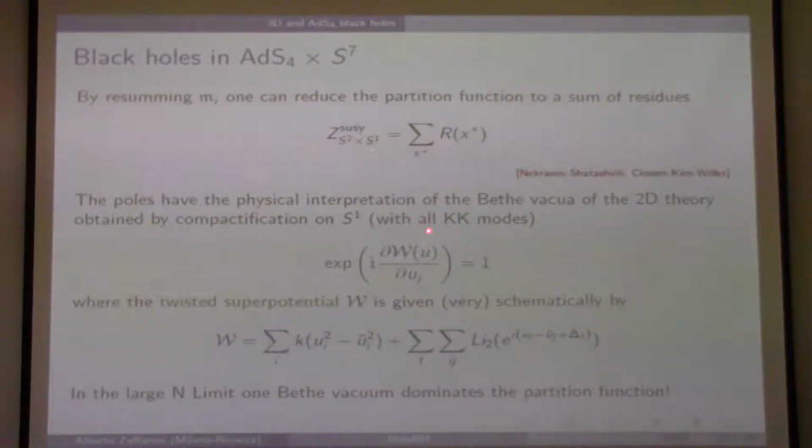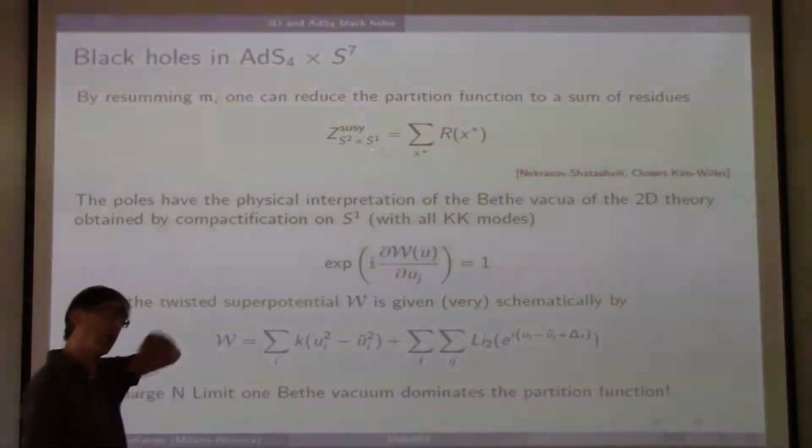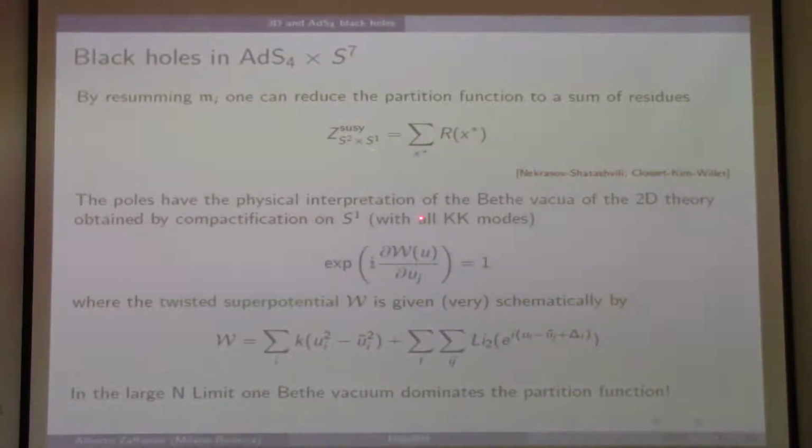Turns out that this poses a physical interpretation, because if you take the three-dimensional theory and you consider it compactified on a circle with all the Kaluza-Klein modes, you can write essentially a twisted superpotential for this two-dimensional theory, which is roughly a coefficient of this form. And it turns out that the zeros of the residue that we have to take have the physical interpretation as the critical points of this superpotential.